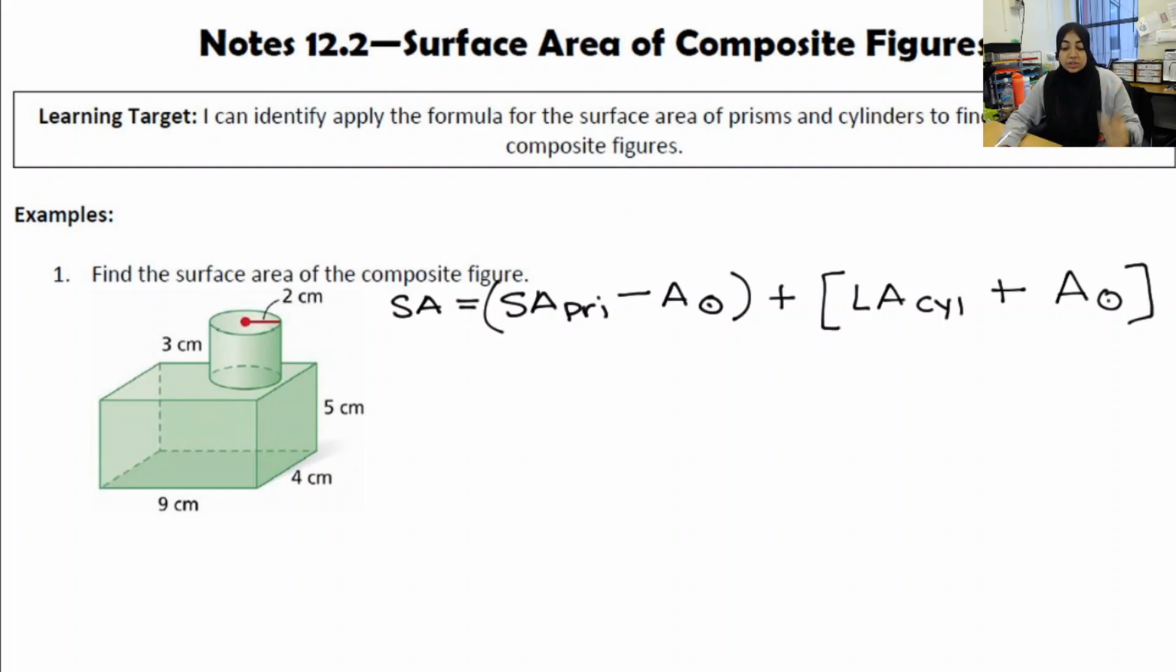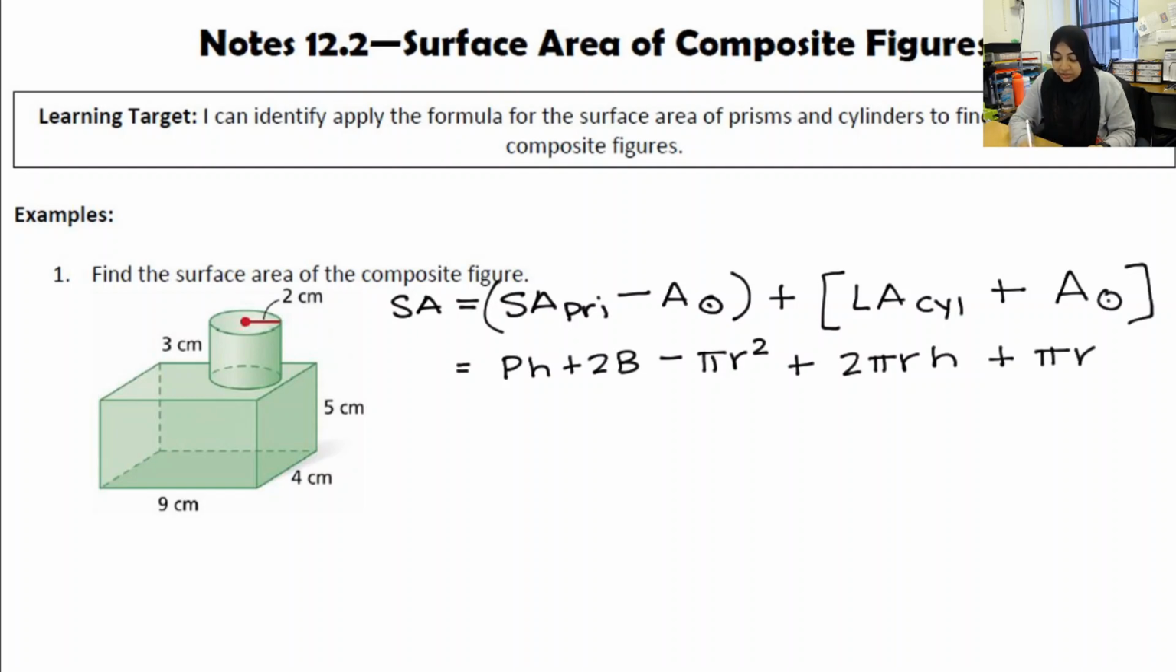Now I just have to go substitute in the values. Now let me remind myself what the formula for surface area of a prism is, and that formula is perimeter of the base times the height plus 2 times the area of the base. I'm going to subtract off the area of a circle, which is pi r squared. And then I want to add on lateral area of the cylinder, which the formula is 2 pi r h. And then I want to go add on the area of a circle, which is pi r squared.